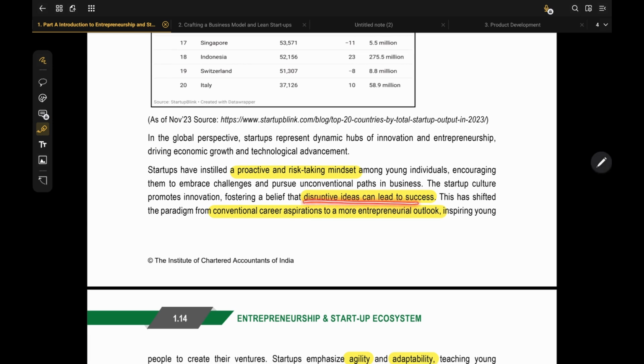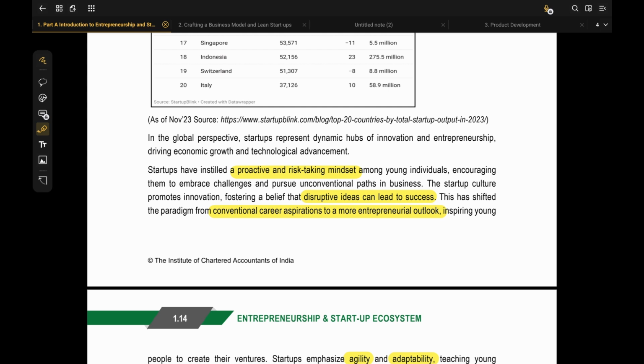And then disruptive ideas can lead to success. Like Zomato and Swiggy, if we have a very good idea, it will become very successful. So the youngsters are thinking that what we need is just a good idea. Only if we have a good idea, we can very easily capitalize on it and become a startup. From a conventional career to a more entrepreneurial outlook. Nowadays there is a little bit of hate going on about the 9 to 5 job. Why should you be an employee under another person? You start your own business.